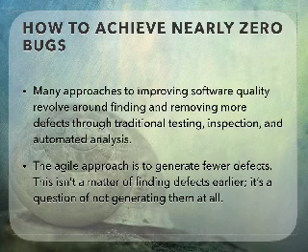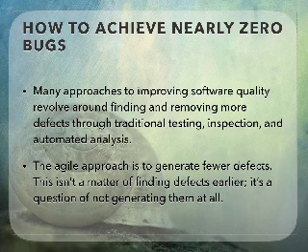So how do we achieve these no bugs? When we talk about no bugs, many approaches have been suggested to improving software quality. All of them revolve around finding and removing more defects through traditional testing and inspection. And we have also had some automated tools that can help us through this process.